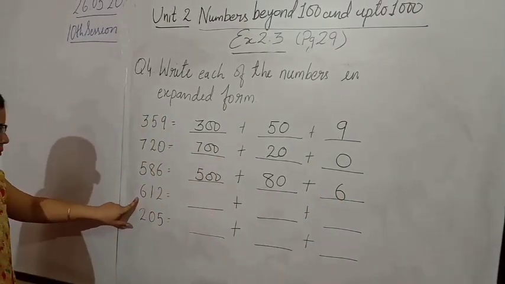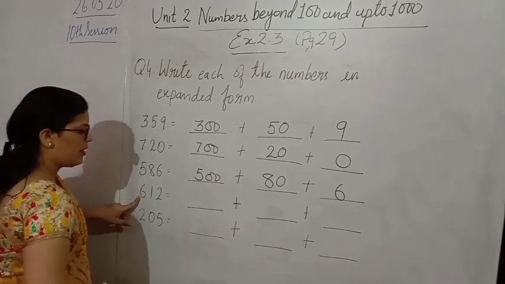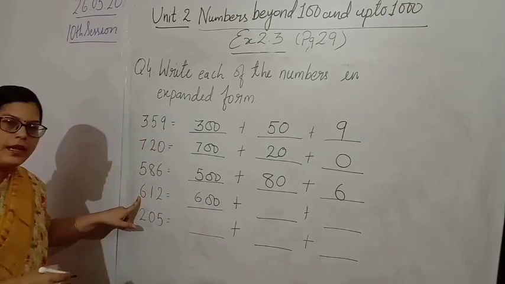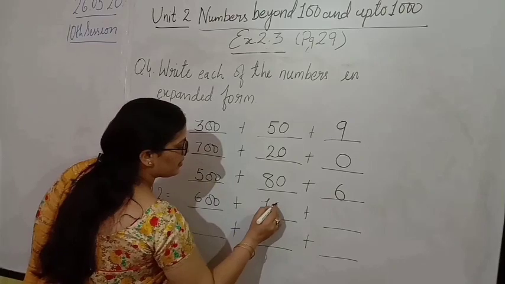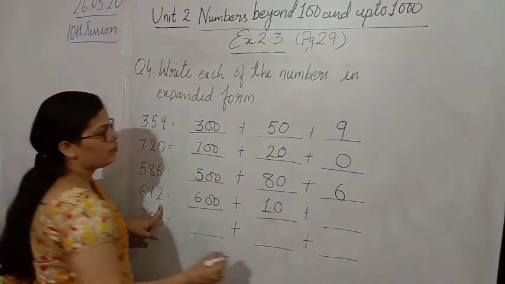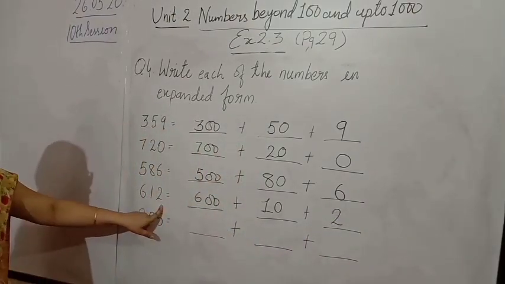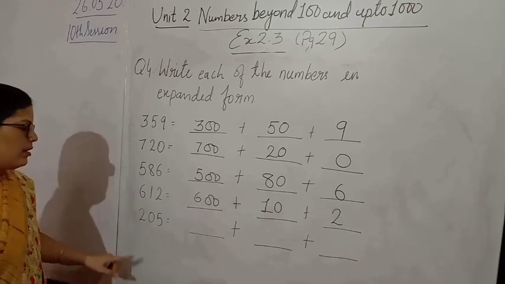Okay, then 612. The place value of 6 will be 600, as it is at the hundreds place. The place value of 1 will be 10, as it is at the tens place. Then the place value of 2 will be 2 ones, as it is at the ones place. So 600 plus 10 plus 2. The expanded form of this number is 600 plus 10 plus 2.